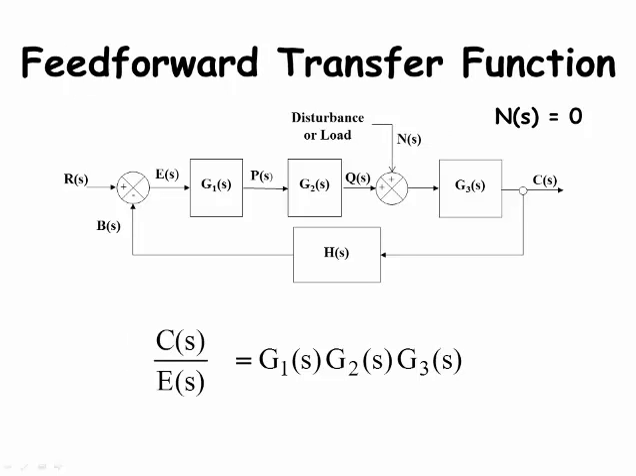Here is another partial loop transfer function. It is called a feedforward transfer function. This is similar to the open loop transfer function in that the input function N is assumed 0 and the input function is the error function E. The difference is that the output is the process output C. Similar to the other one, the result of C over E is simply the product of the transfer functions between the input function E and the output function C, which in this case is G1 times G2 times G3.